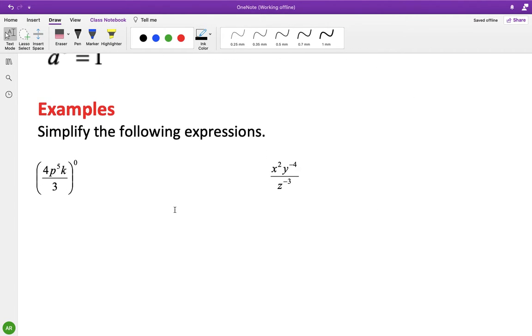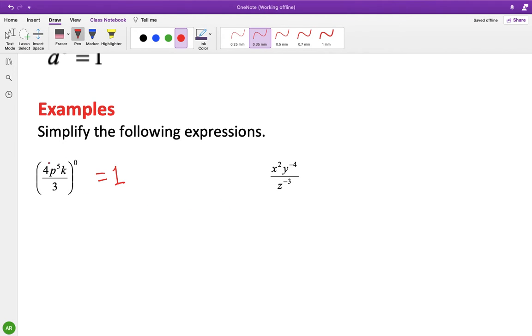All right, let's look at this. So we have 4p to the 5th k divided by 3. All that quantity is raised to the 0 power. Okay, let's do a lot of thinking about this. Oh, I'm done thinking. It's 1. It's just simply 1. That's it. Perfect. 1. Awesome.